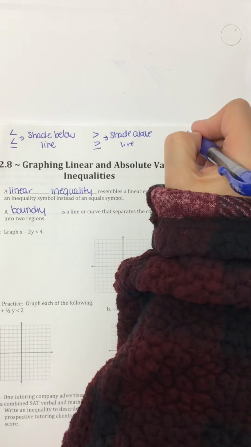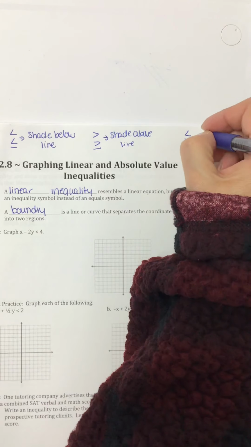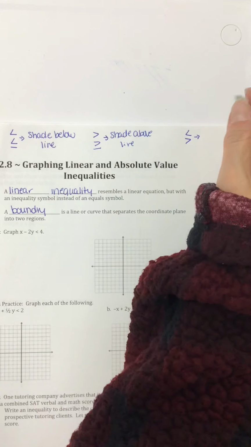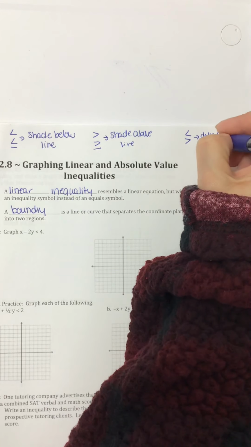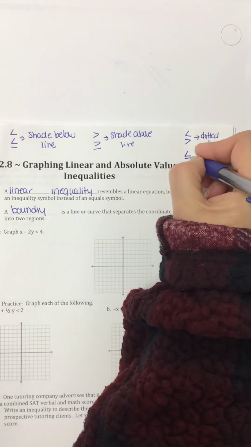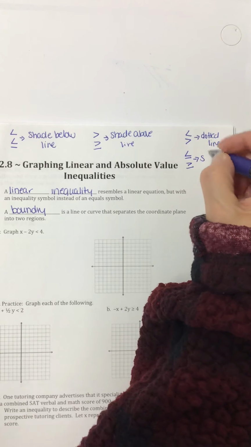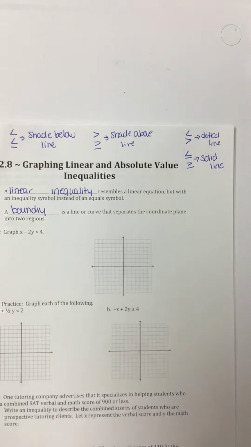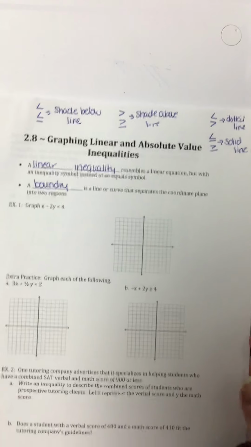Now, if you have less than or greater than, you notice neither one of those are equal to, right? We normally denote those with an open circle or a parenthesis, yes, in interval notation. So on our graphs, we are going to use a dotted line to express this. If it's less than or equal to or greater than or equal to, we are going to express these with a solid line. So let's do a couple.